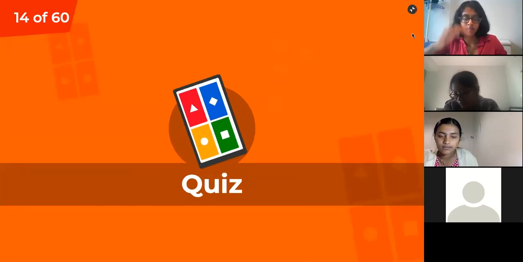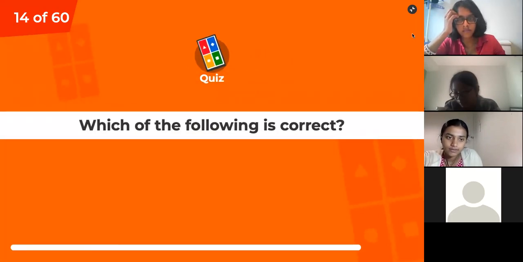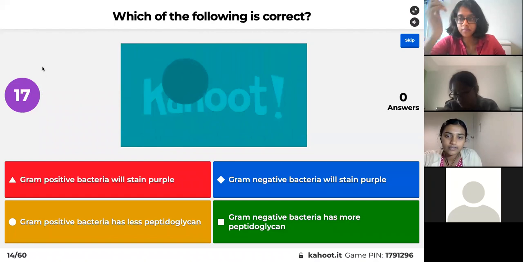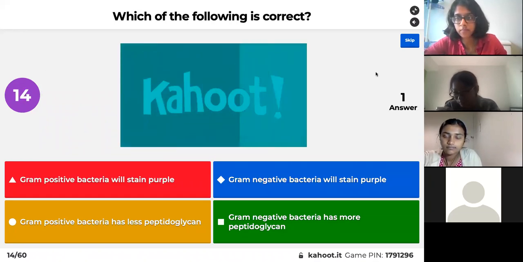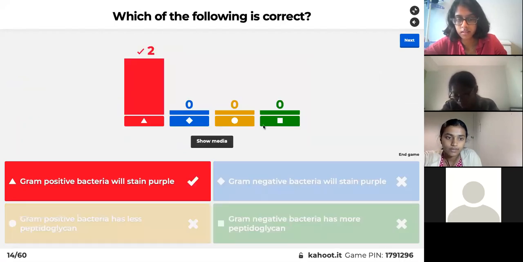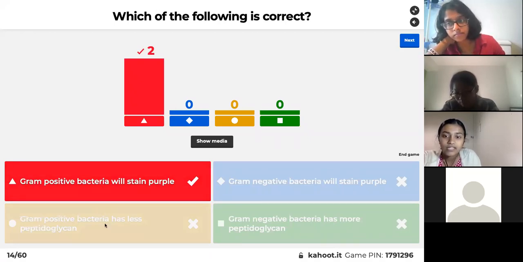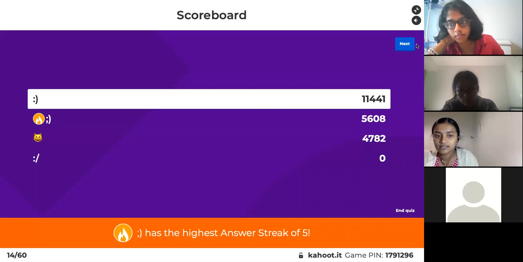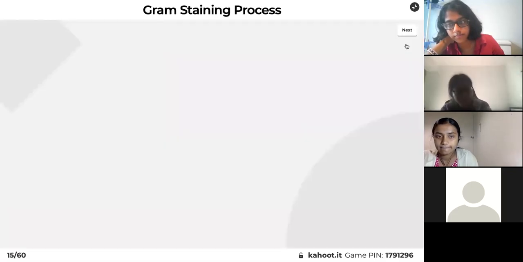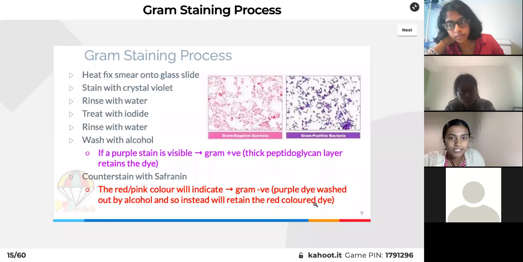And the next question: which of the following is correct? Yep. So gram-positive bacteria will stain purple, and that's because they have more peptidoglycan, versus gram-negative bacteria, which will stain red because it has less peptidoglycan. Yeah, and this is just a summary of the gram staining process. So you first start off with that purple dye, and then if there's no color shown, then you counter stain with the red dye, safranin, and that will show you your gram-negative.